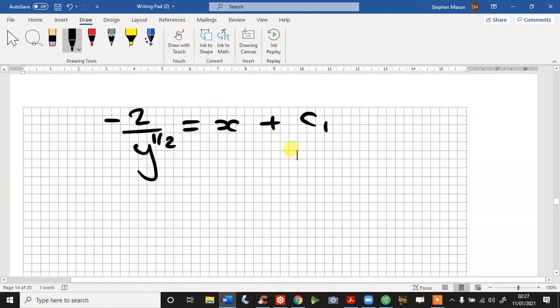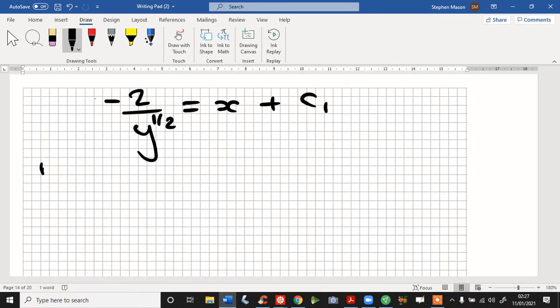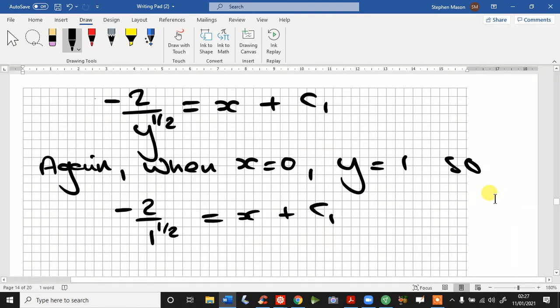Now we have to use the initial conditions again, because when x equals 0, y equals 1. So we've got minus 2 over 1 to the half equals x plus C1. In fact, actually, it's not x plus C1, is it? It's 0 plus C1. There we are. I wish I didn't make these mistakes, but nevertheless, I've seen it.